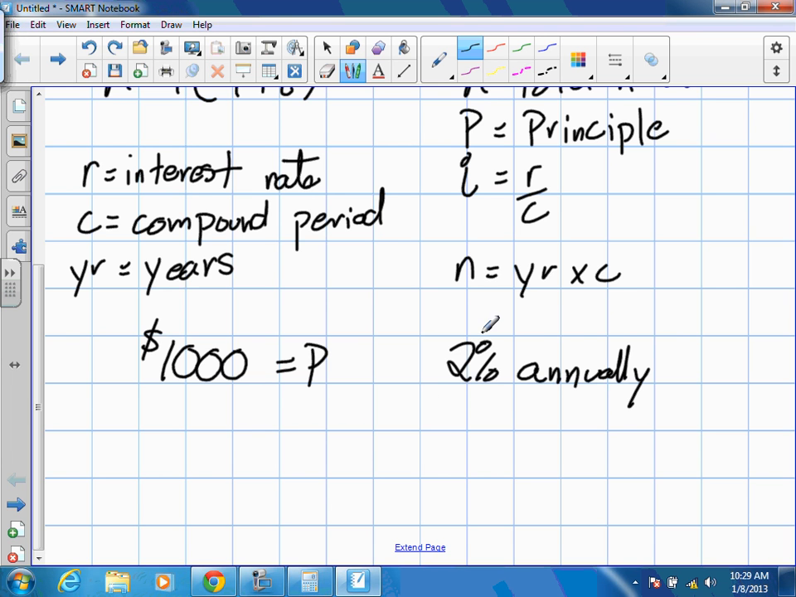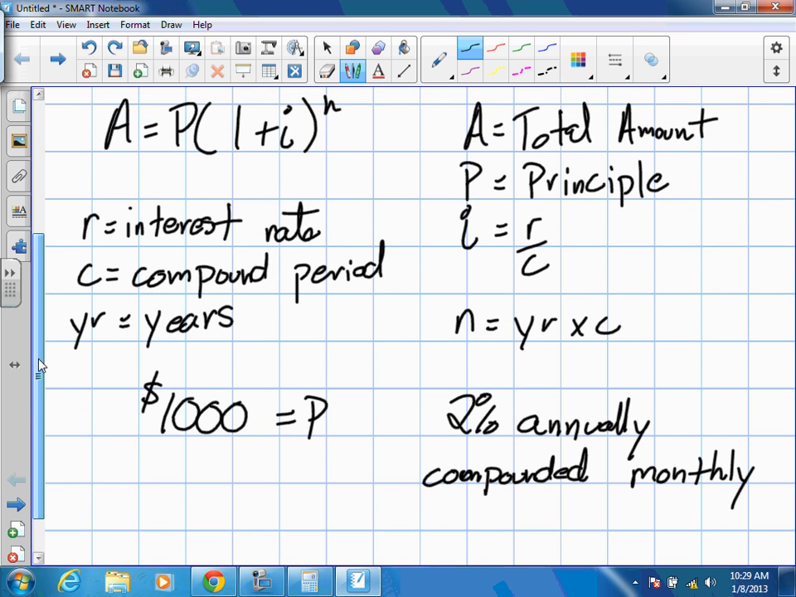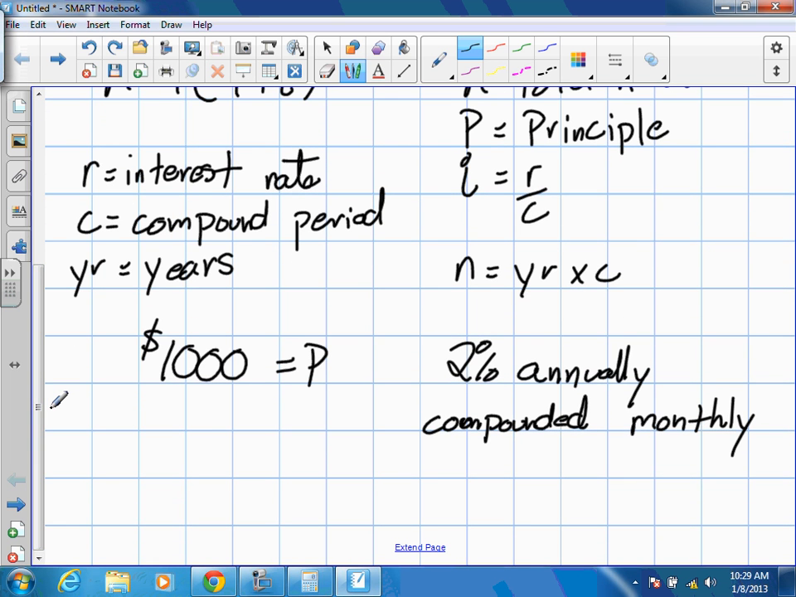So 2% annually, and we're going to say compounded, let's say monthly, since that's very easy. Compounded monthly. We have our interest rate, we have our compound period, and we're going to say that I'm not going to touch this money for 4 years, something like that. I'm a very dedicated investor. 4 years is how long I'm going to leave my money in.